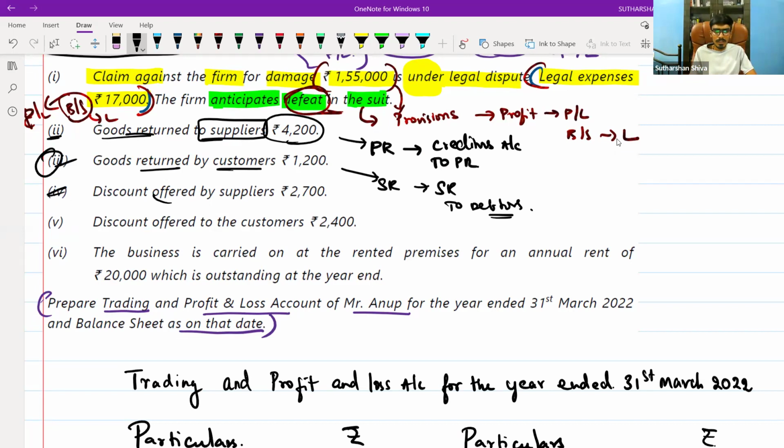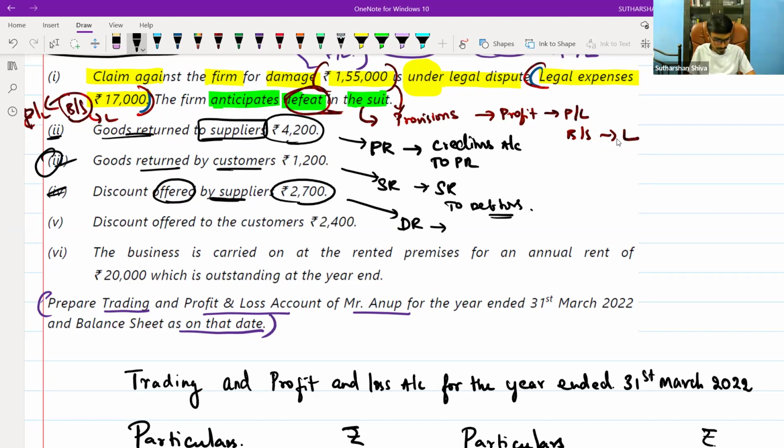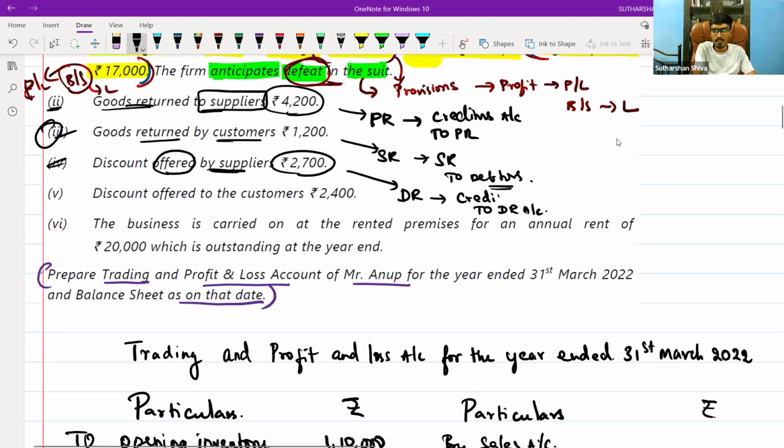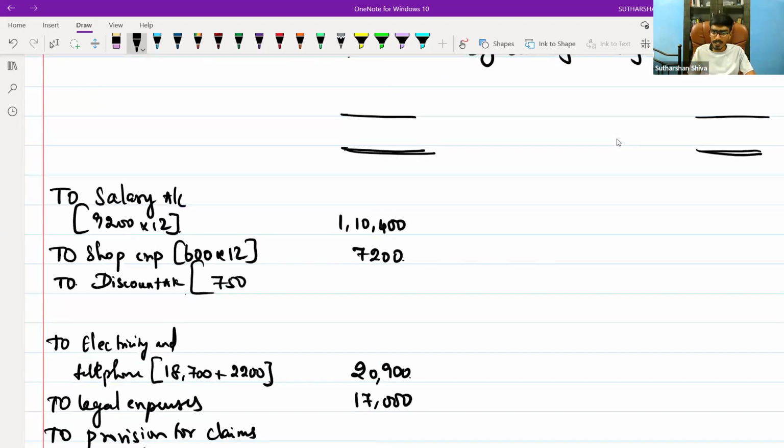What is my fourth adjustment? Discount offered by suppliers, 2700. Is it discount allowed or discount received? Discount received. What is the journal entry for discount received? Supplier means it is a creditor. Creditor to discount received. As it is a discount received, it is going to affect my profit and loss account.